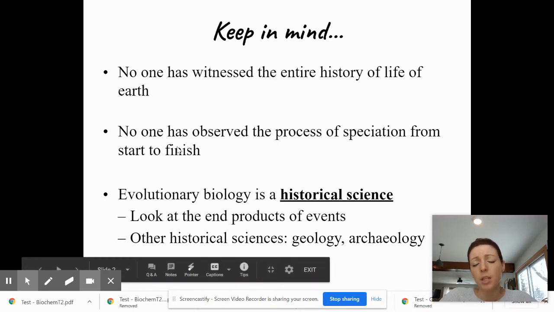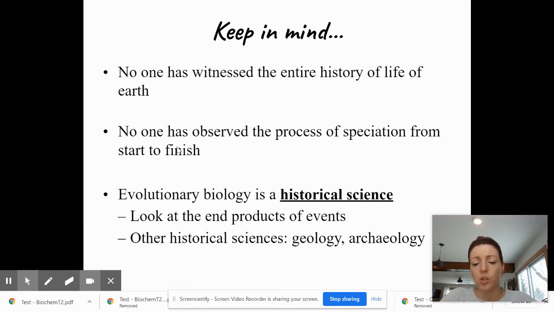And the other thing is, nobody has observed the process of speciation from start to finish. So speciation, if you'll remember, you need to know that word, is the process of a common ancestor splitting off into new species. And it happens over thousands of years. We're not talking like a couple generations. We're talking about environments changing, mutations happening, and then the environment selecting for those mutations by who gets to have babies and who dies, right? So speciation is the process of things splitting off into species.